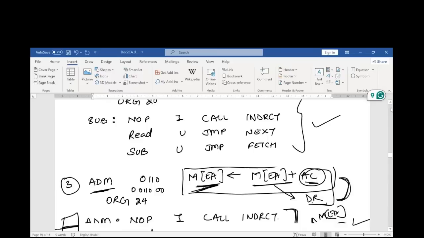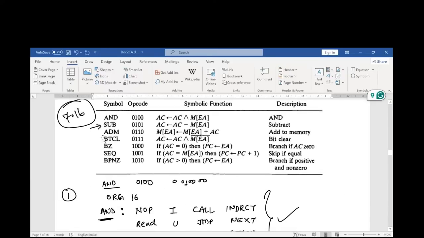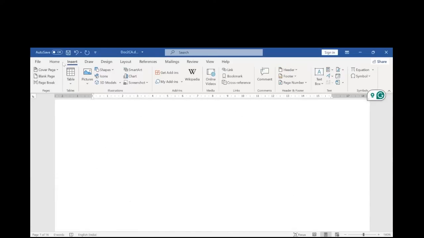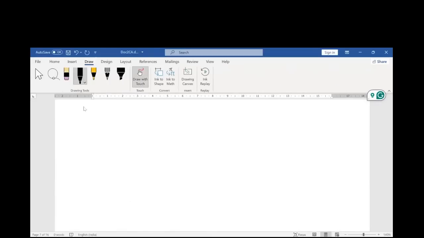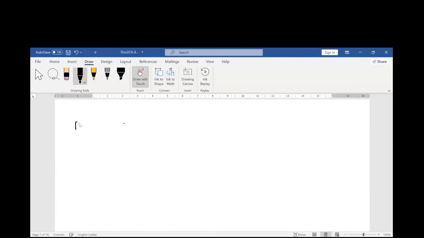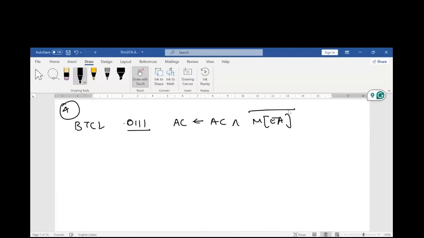Okay. After ADM, add to memory, the next one is BTCL. BTCL, clear bit. Let us see how to do that. Okay. The fourth one. The opcode is 0111. And in this, what you have to do is AC equals AC and the complement of M of EA. This operation is to be done.